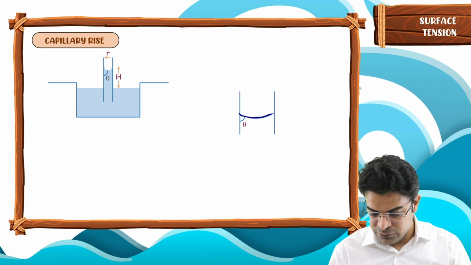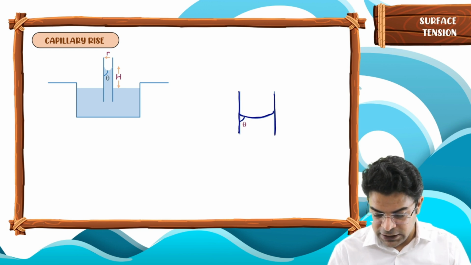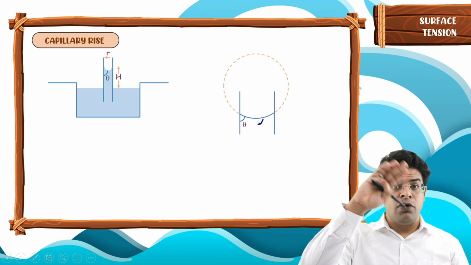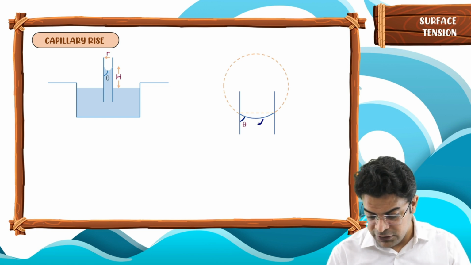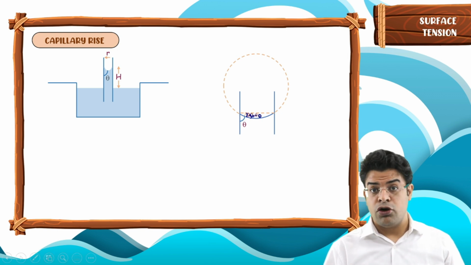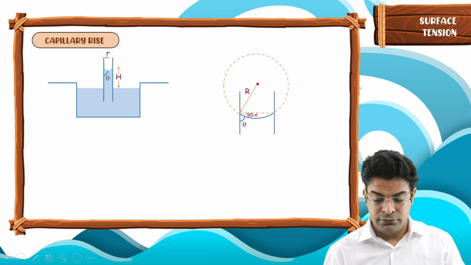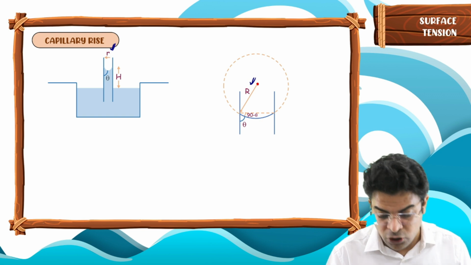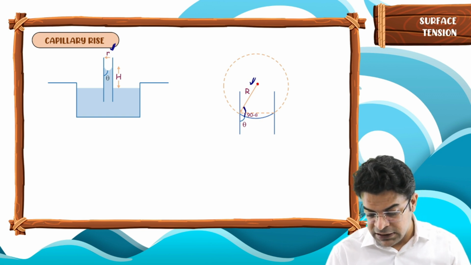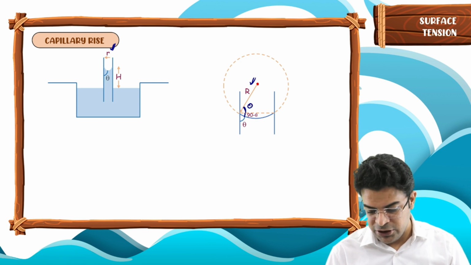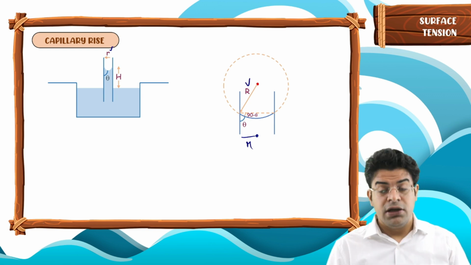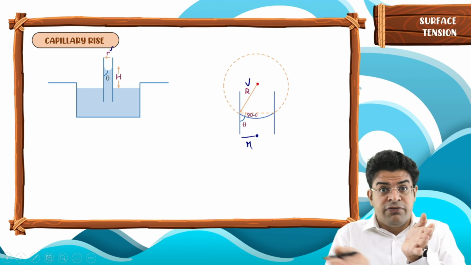So this is the surface. These two are the sides of the tube and this is the angle of contact. Now if you think of this particular surface to be part of a bigger sphere, think of a horizontal line. If this angle of contact is theta, this angle will be 90 minus theta. Let's say the radius of this spherical surface is R, and the radius of the tube is small r. If this angle is 90 minus theta, then this angle has to be theta. What is this small r? The radius of the tube. What is this capital R? The radius of the surface, the curved surface.